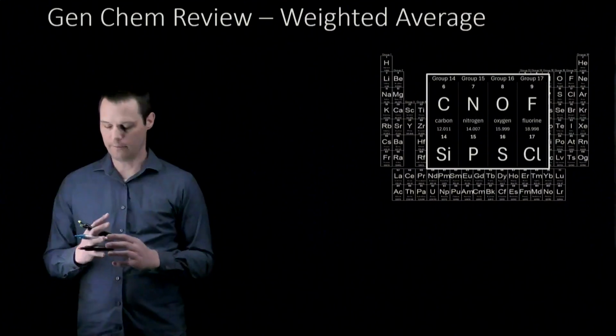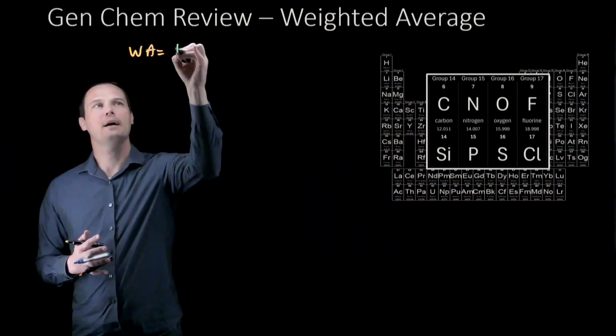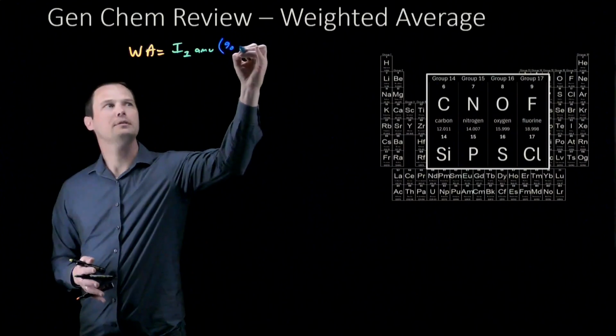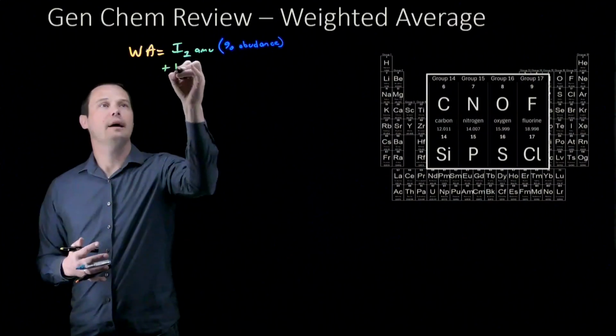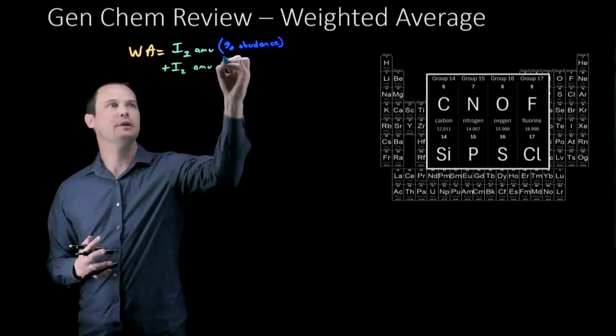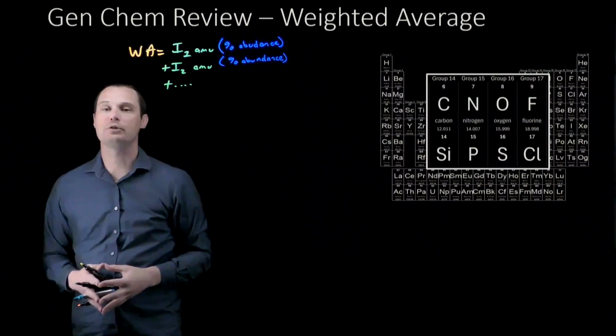So our formula for weighted average atomic mass is the mass of isotope number 1 times that isotope's natural abundance listed as a percent. And then we continue adding the rest of the isotopes. So we add isotope number 2 and its atomic mass times its percent natural abundance. And we keep doing that with all of the naturally occurring isotopes for an element.